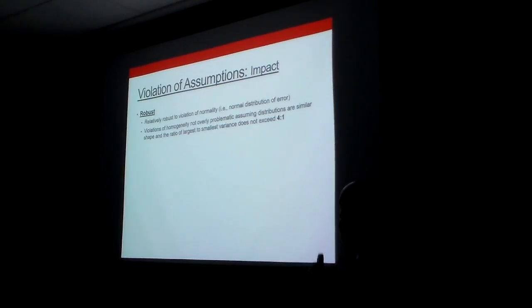All right. Impact of violations of assumptions. As with our means-based tests, our t-tests, t-tests are fairly robust to violations. ANOVA is also fairly robust to violations. We can tolerate a lot of garbage and still have reasonable confidence in what we're measuring. ANOVA is relatively robust to violations of normality in our observed scores. We can have weird stuff, right?